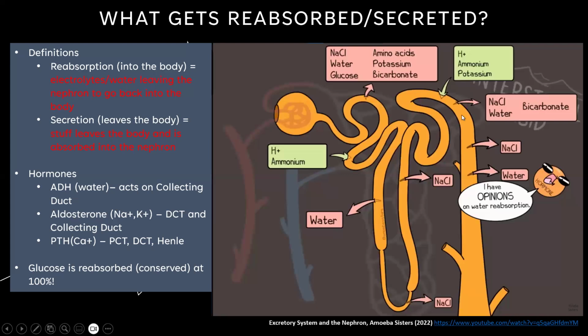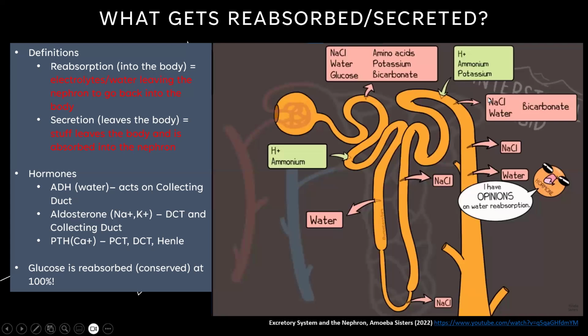That's done primarily by aldosterone. And then the other thing is parathyroid hormone helps with calcium retention. That acts both in the proximal tubule, in the loop of Henle, but primarily in the distal tubule. So if you're asked a question about hormones and where they primarily act, hormones primarily act on the collecting duct and the DCT, or the distal convoluted tubule.